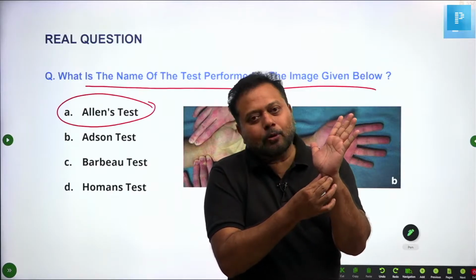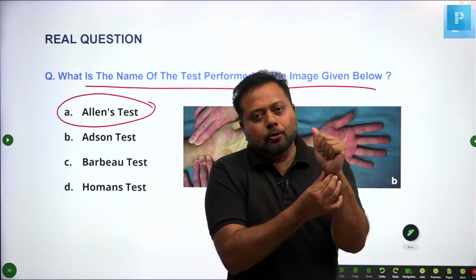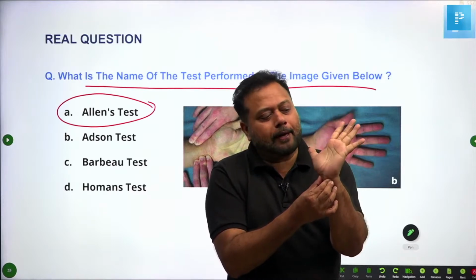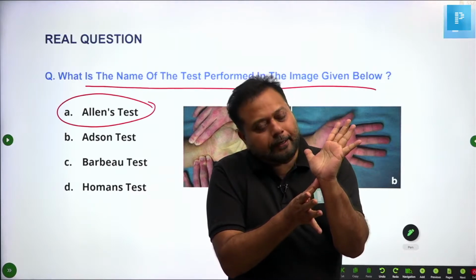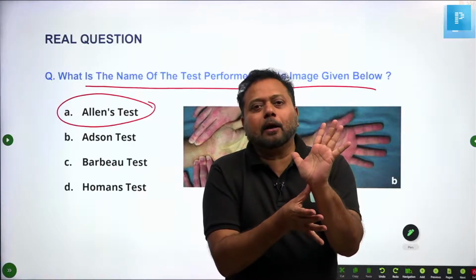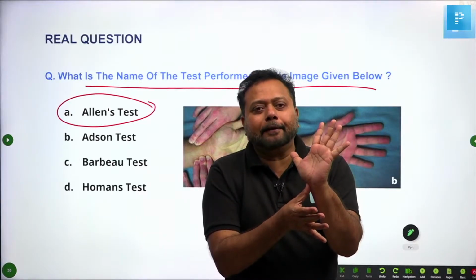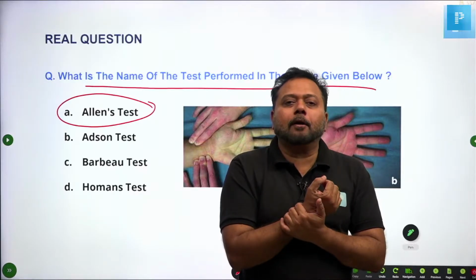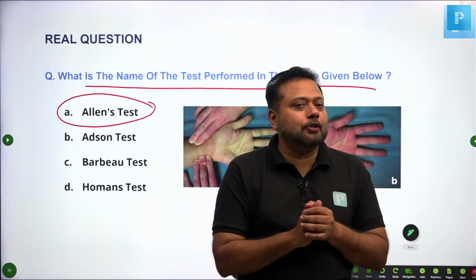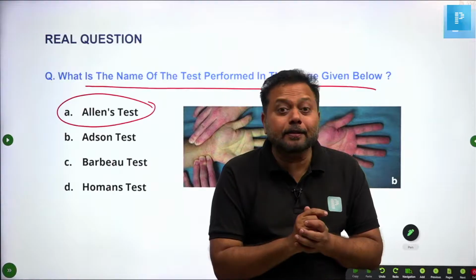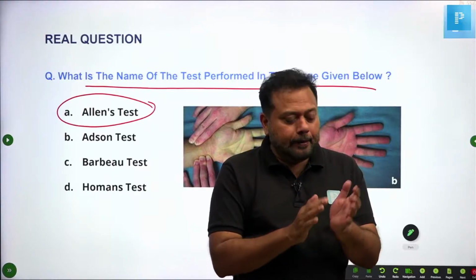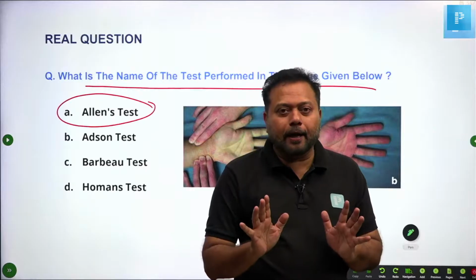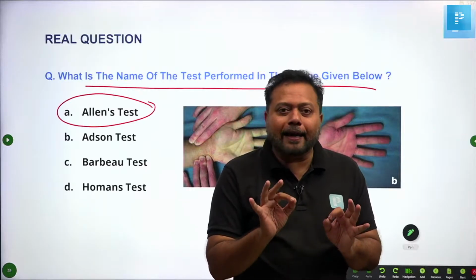Again, next time you compress both the vessels, you blanch the fingers like this. You make a fist, blanch the palm. Now you release the ulnar side and press the radial side. Again, it is becoming pink. This indicates that your deep palmar arch is patent. This test is called Allen's test, a test to check clinically whether the deep palmar arch is patent.